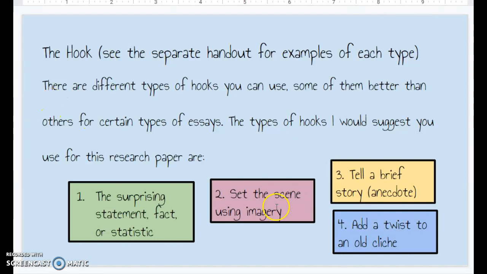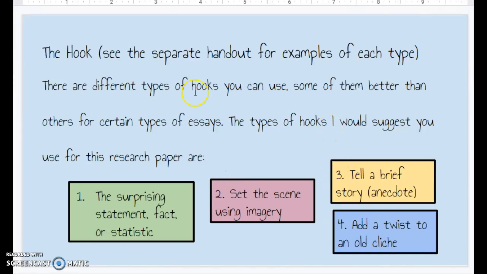Or you could set the scene using imagery, tell a brief story, which is also called an anecdote, or add a twist to an old cliche. I think these four could be used really successfully with this type of essay. Again, I think if you're really stuck trying to pick one, the surprising statement, fact, or statistic would be a really good choice for this, because you're going to come across a lot of interesting facts and statistics in your research. So pulling one of those would be a good strategy here.